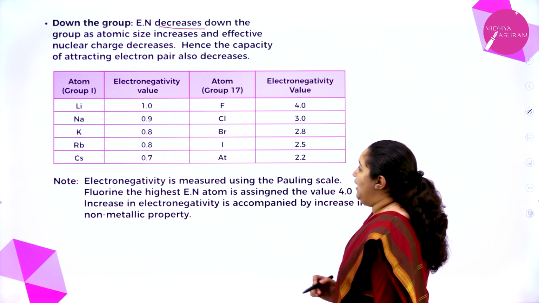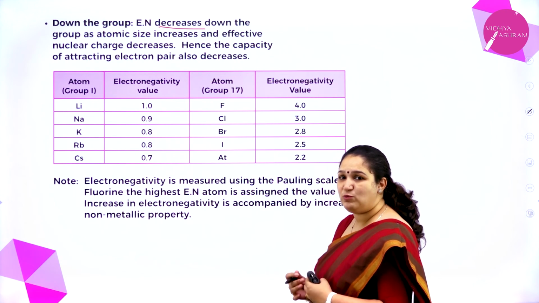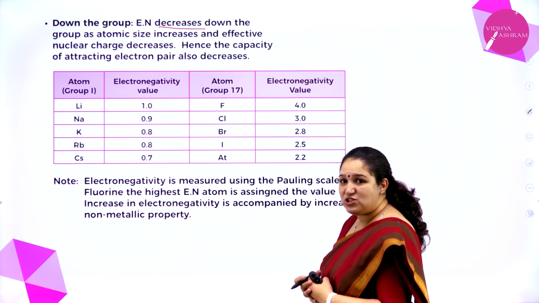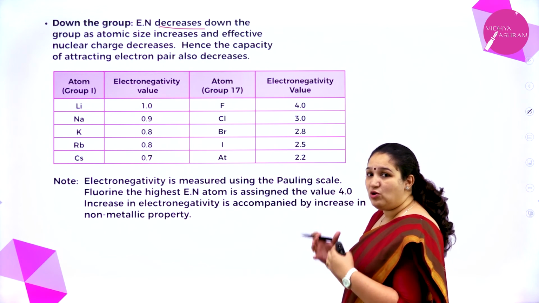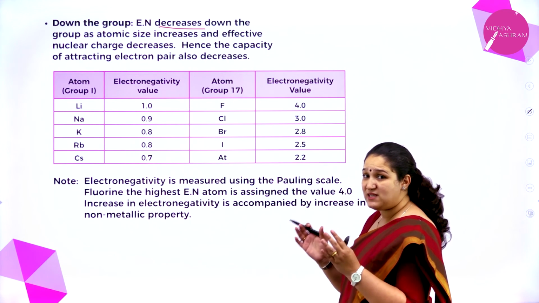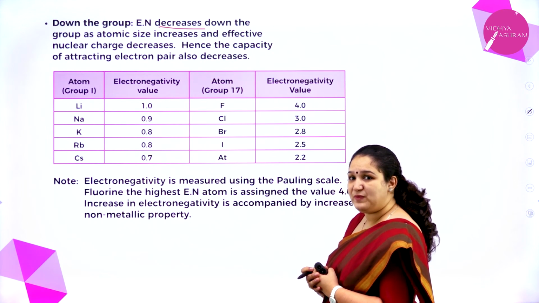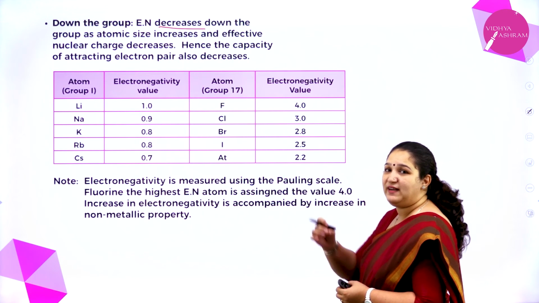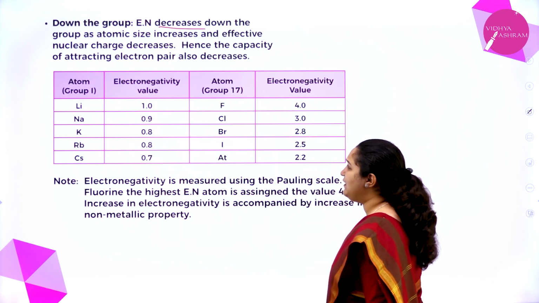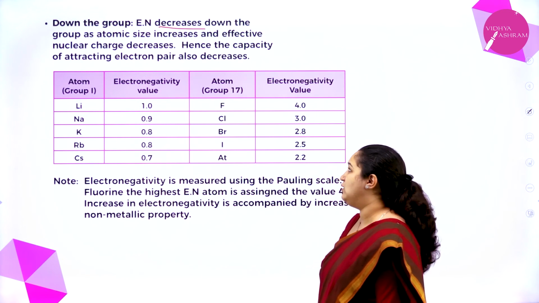Correct? So why it decreases? It is because of the atomic size. As we move down the group, the size of the atom is going on increasing. So the effective nuclear charge experienced by the outermost electron is going on reducing, isn't it? Because of the size, it is very big. So that is the reason it cannot pull the electron very effectively. Yes or no? Due to this, the electronegativity as we come down the group is going on decreasing. You can see here the effective nuclear charge decreases, due to which even the electronegativity also decreases as we move down the group.